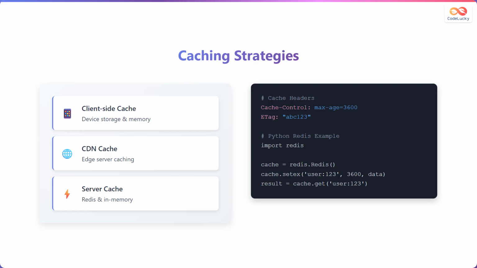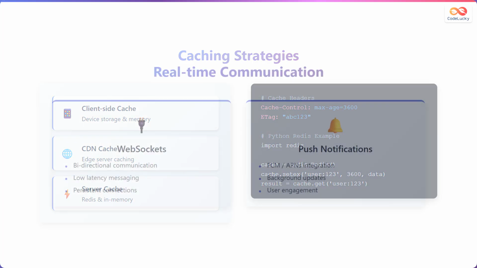As an example, cache headers like Cache-Control with a max-age of 3600, and an entity tag or ETag can be used. Here is a Python Redis example. The code imports the Redis module. Then the setex method on the cache object is called with keys user:123, 3600, and data. The get method is called on the cache object with the key user:123.